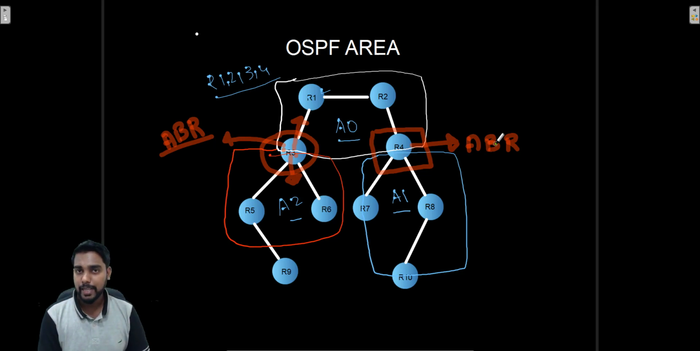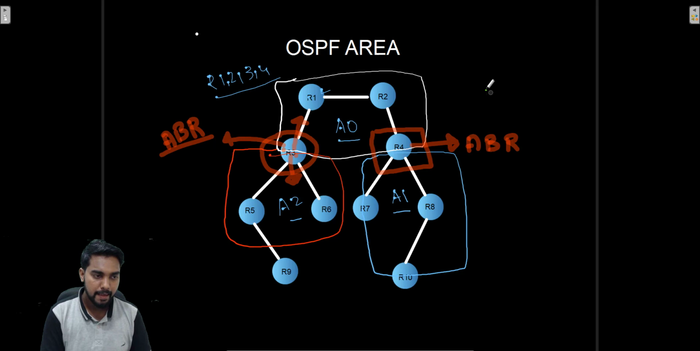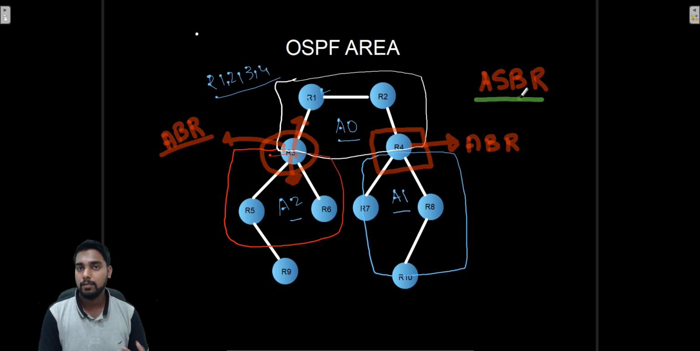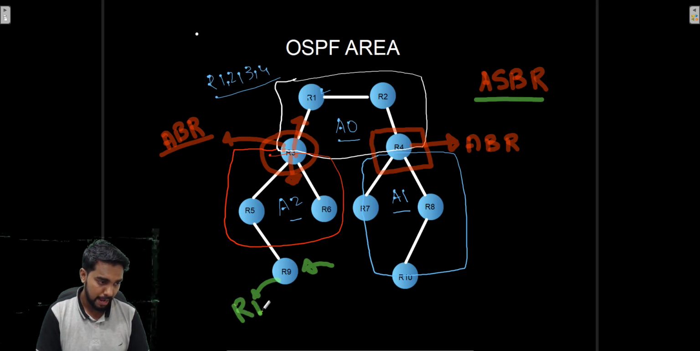Now there is another term that you should know when it comes to OSPF and OSPF areas, which is ASBR. Let me use another color. Let's try to understand what ASBR is. Now you see this router number 9, which I had left out earlier. This is the reason why I left router number 9. Let's say that router number 9 has RIP as the routing protocol enabled on it.